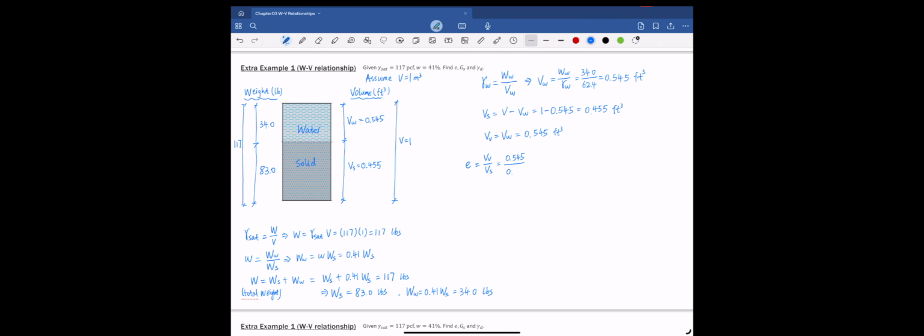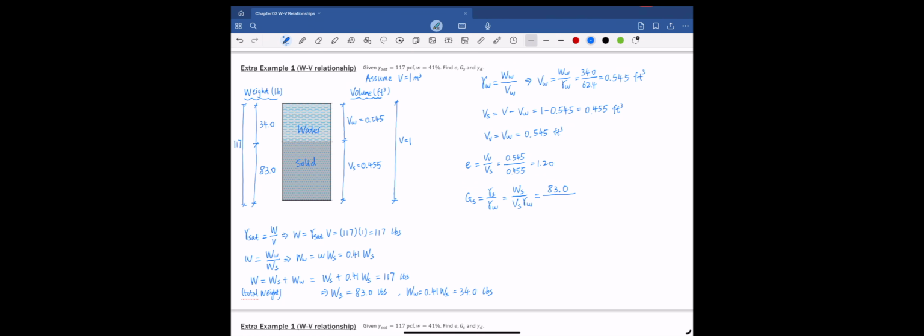And volume of the void is the same as volume of water for a saturated soil. And if you plug in these numbers from the phase diagram, you get e of 1.2. And then for the specific gravity, gamma S over gamma water, so Ws over Vs over gamma water, you plug in the weight and the volume from the phase diagram.